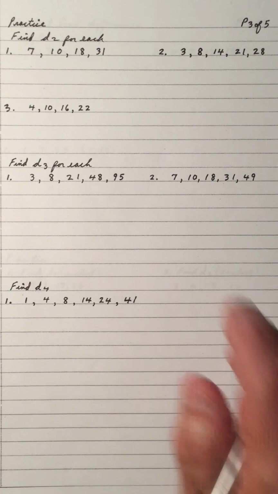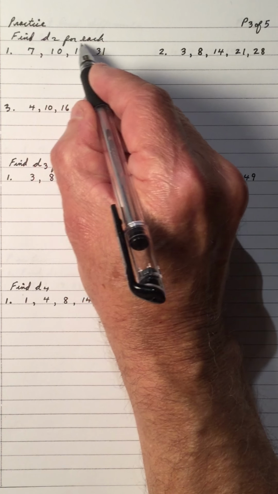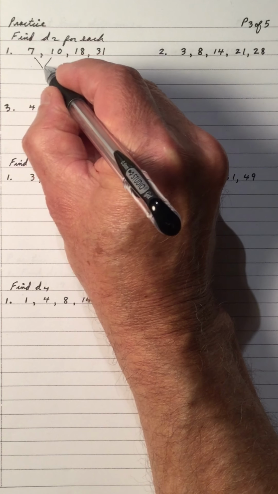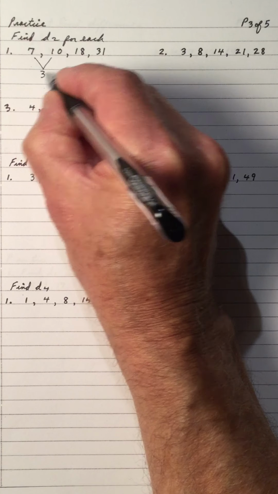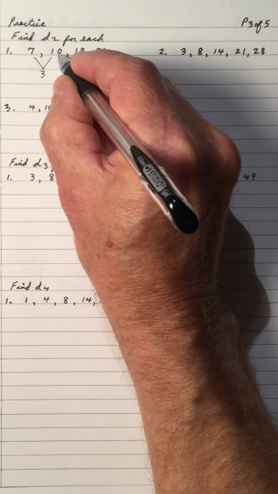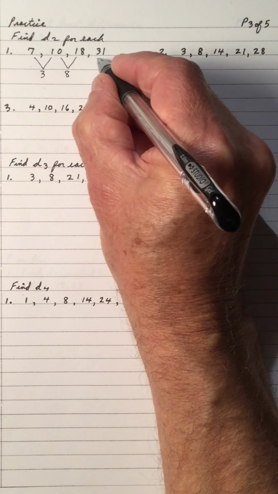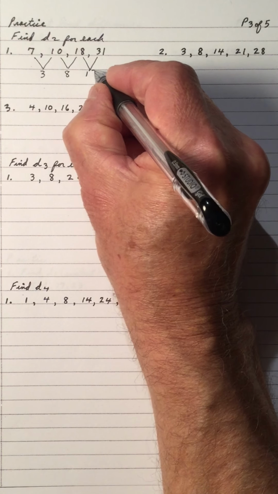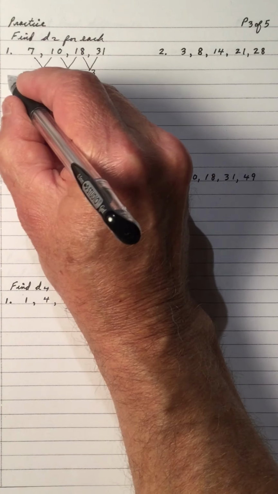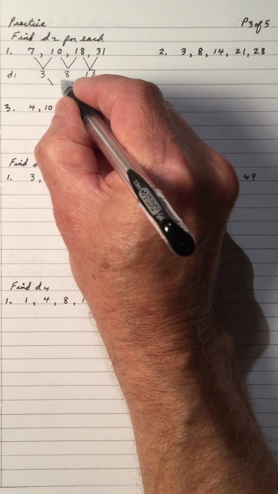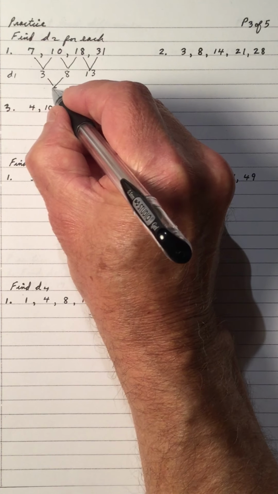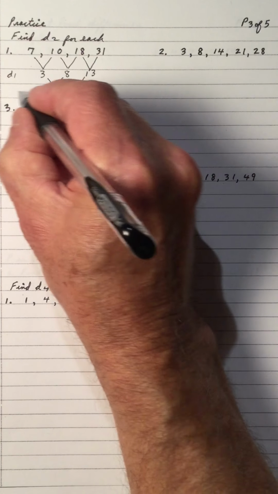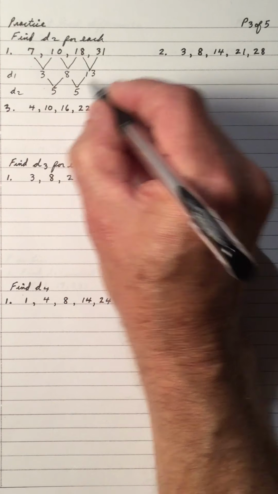Now, let's practice finding the level 2 differences. So that means, let's go down once. 10 minus 7 is 3. 18 minus 10 is 8. 31 minus 18 is 13. That's D1. Now let's do D2. 8 minus 3 is 5. 13 minus 8 is 5. So that's D2. That's the level 2 differences.